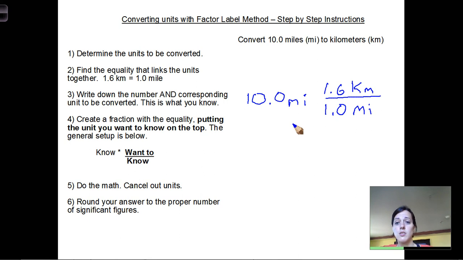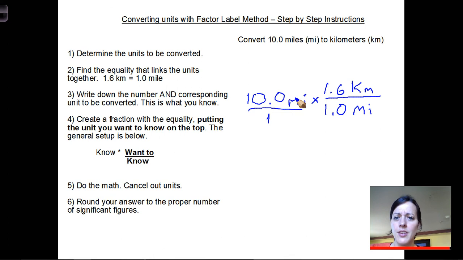Alright, so now we can do the math. But when you look at this, we don't normally write in the multiplication sign, except you should, because that makes it much easier to figure out what we're doing. So we're multiplying 10.0 miles times 1.6 kilometers divided by 1.0 miles. Okay, kidding. What we're really doing is multiplying fractions here. So we're going to put 10.0 miles over 1, and that makes it a little easier to see.